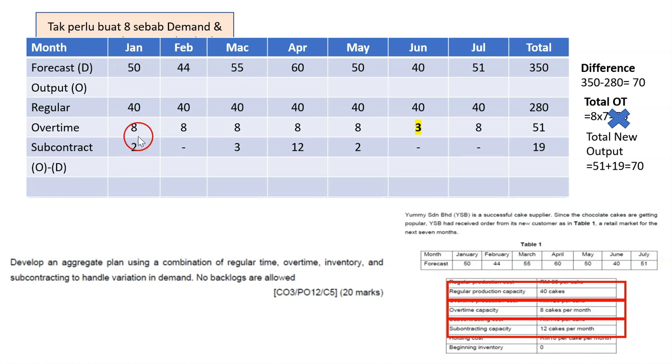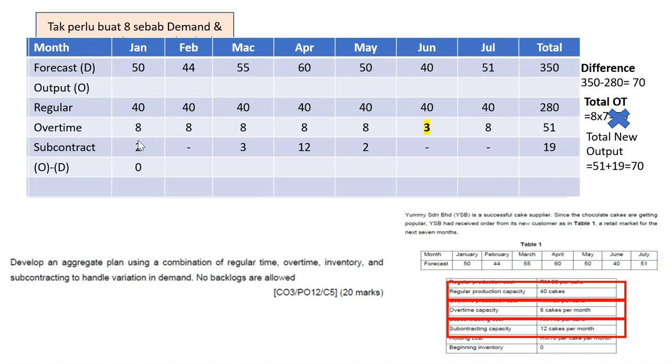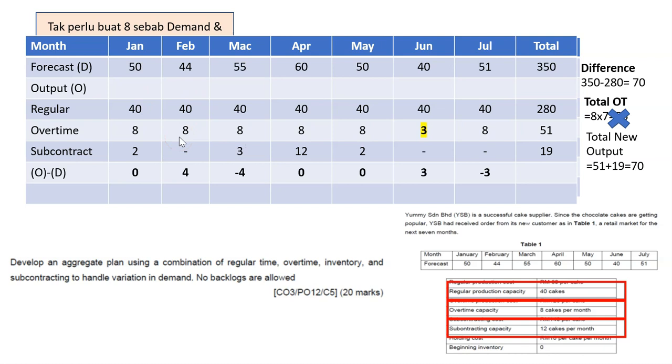Okay, so the first one you get 0 because total up is 50. Second one you get 4, it's 48 minus 44. For this one you have 51 and then minus 55, you get negative 4. You must put the negative number here.